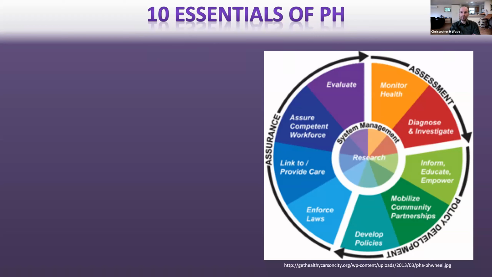And those 10 things are broken out into 3 categories. The first is assessment. The second is sort of policy development elements. And the third is assurance, okay? In assessments, one of the main things that public health does is it monitors health. So in public health, we do a lot of tracking to see whether or not new diseases are popping up, or there's some sort of health issue that's coming up that we need to address.